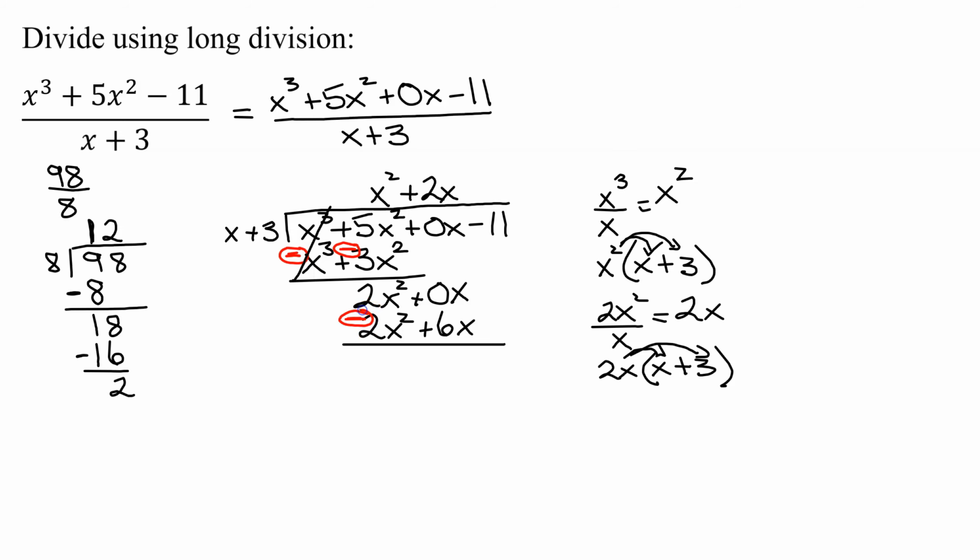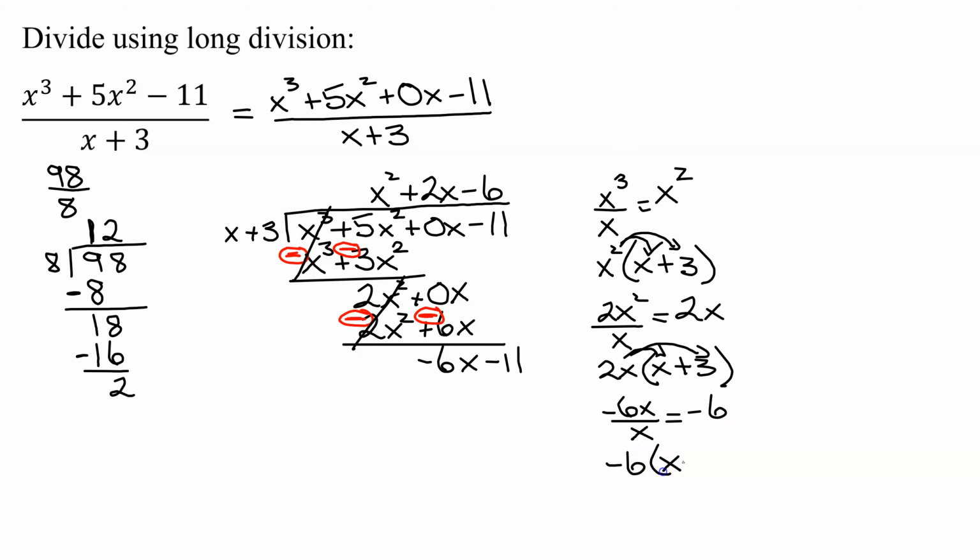So this becomes negative and negative. 2x squared minus 2x squared adds up to 0. They cancel each other out as designed. 0x added to a negative 6x is negative 6x. Bring down the next term, bring down the negative 11. Repeat the process. Negative 6x divided by x is negative 6, part of my quotient.